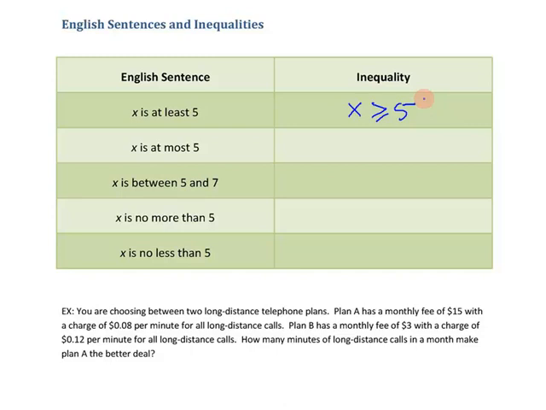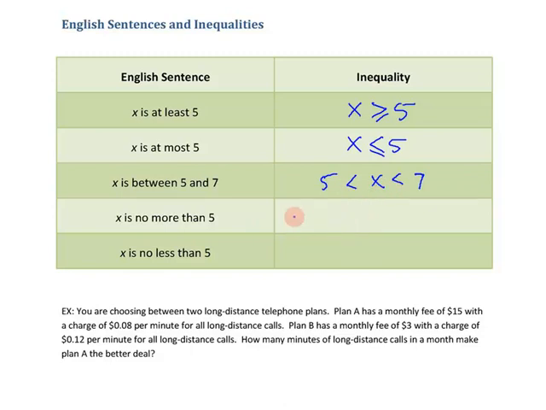Now, what about at most 5, which means it can't be bigger than 5? That would mean that x needs to be less than or could be equal to 5, and that's how we would write that as a mathematical statement. Now to say x is between 5 and 7, we've seen this before with some of the graphs that we've drawn. X is between 5 and 7, meaning x is bigger than 5, or 5 is less than x, and x is less than 7. I would write it this way.